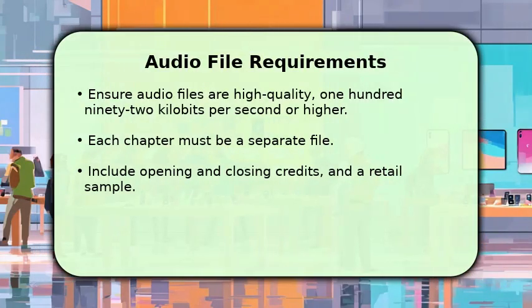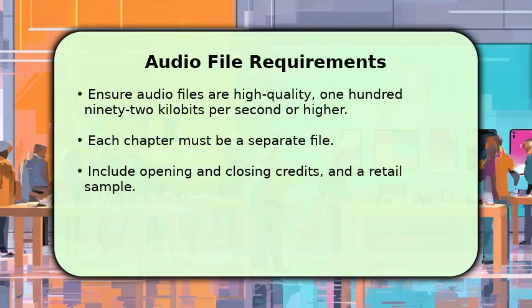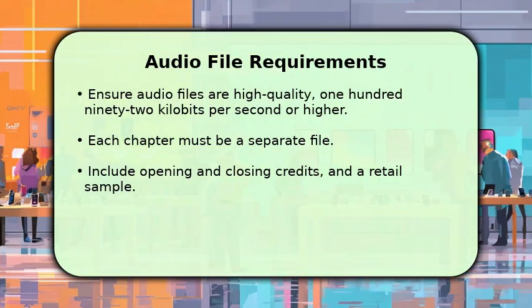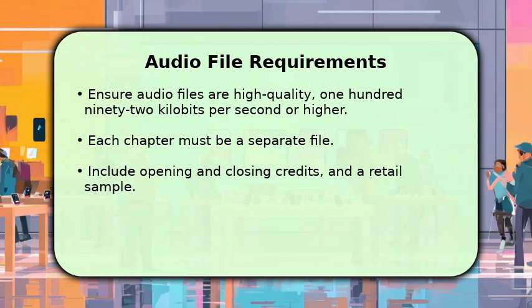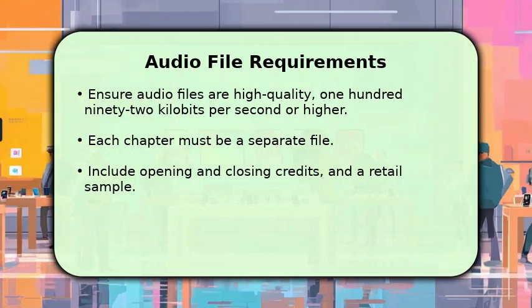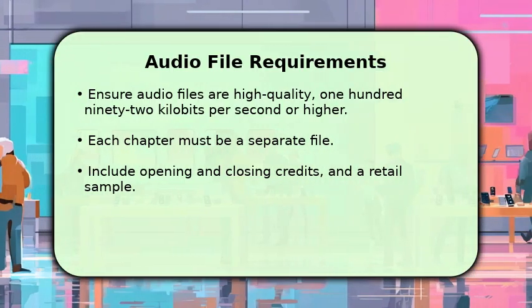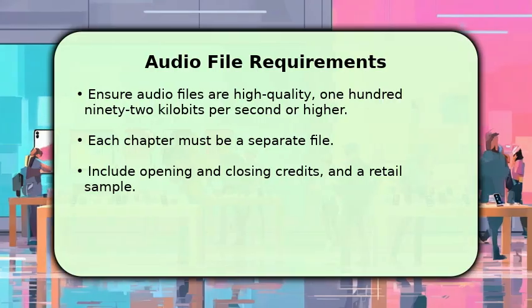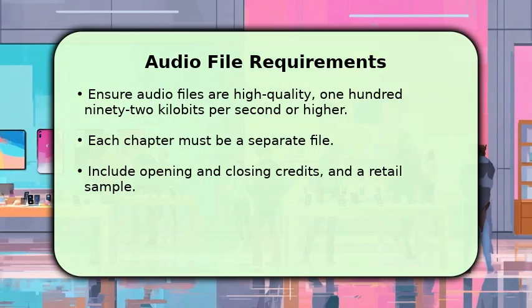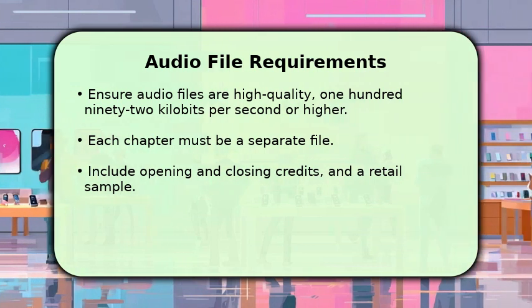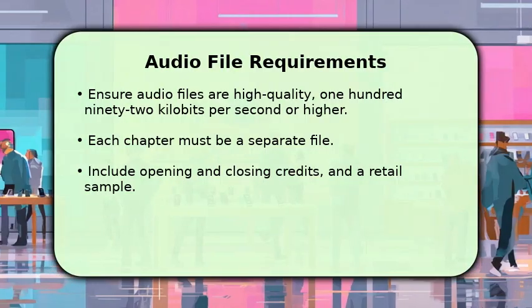Next, prepare your audio files according to ACX's strict guidelines. Each chapter must be a separate, high-quality file, preferably at 192 kilobits per second or higher. Remember to include opening and closing credits and a retail sample. Crucially, maintain consistent volume levels, ensuring they fall between -23 decibels and -18 decibels RMS. This attention to detail ensures a professional listening experience for your audience.